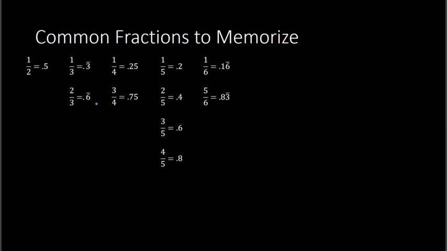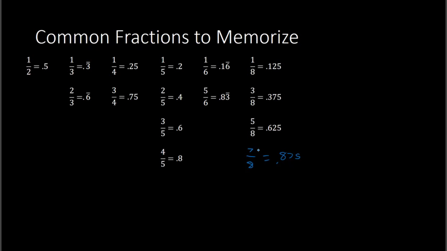Next we have where the denominator is an 8. So 1/8, 3/8, 5/8, or 7/8. And we should put that one in there as well, 7/8. So these ones, you have 1/8 is 0.125, 3/8 is 0.375, 5/8 is 0.625, and then 7/8 is 0.875.